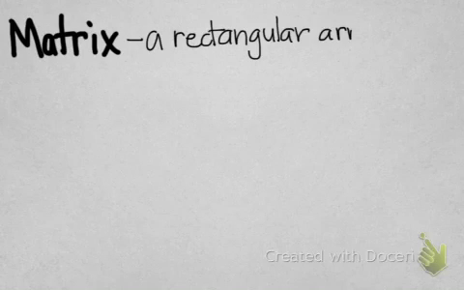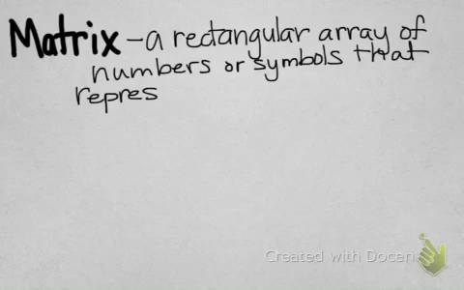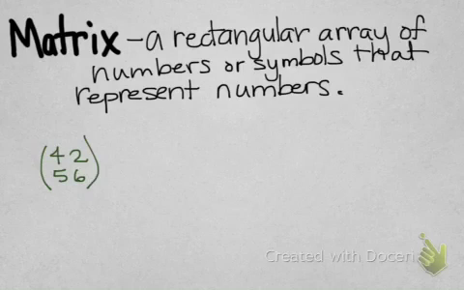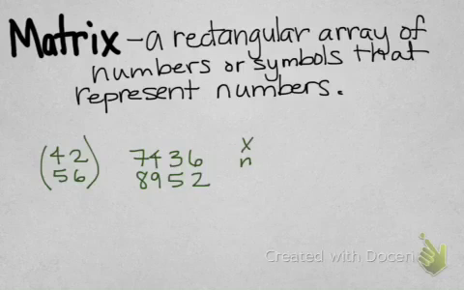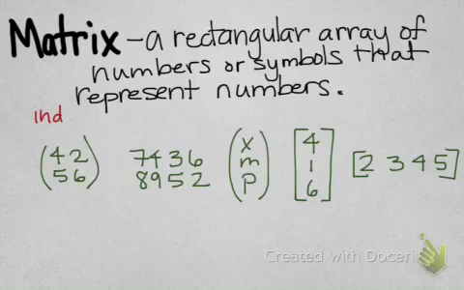So just as a reminder about matrices, a matrix is a rectangular array of numbers or symbols that represent numbers. So here are some examples of matrices. They basically are just an arrangement of numbers. They're shaped like a rectangle. They can have parentheses or brackets, or they don't necessarily have to have brackets or parentheses.